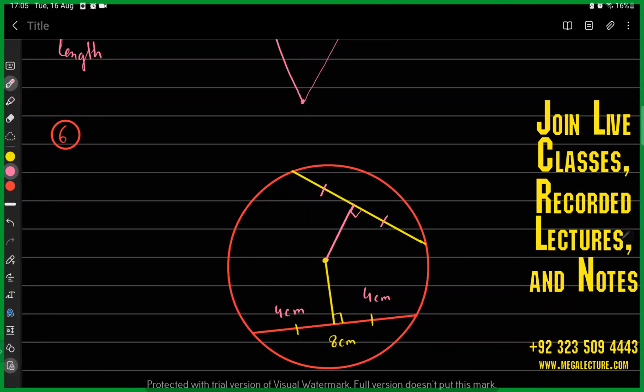Similarly, if this is my chord, and if this is the line, and I've been told that the angle between the line and the chord is 90 degrees, I can automatically say that the chord has been bisected. So this theorem has two parts. If you know one thing, you can conclude the second thing automatically.